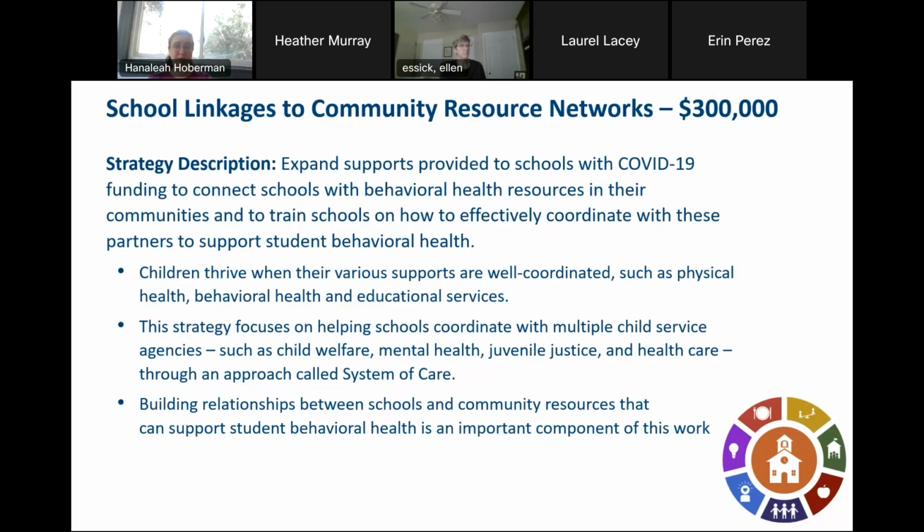So we are currently implementing this with COVID-19 dollars, teaching these schools how to partner with these resource networks, who is in their area, who they can lean on when a student has a need. And what we want to do with the strategy is to continue on that work, to build upon those lessons learned, to be able to continue strengthening that bond between schools and their community resource networks so that everyone is working together to ensure that student success.